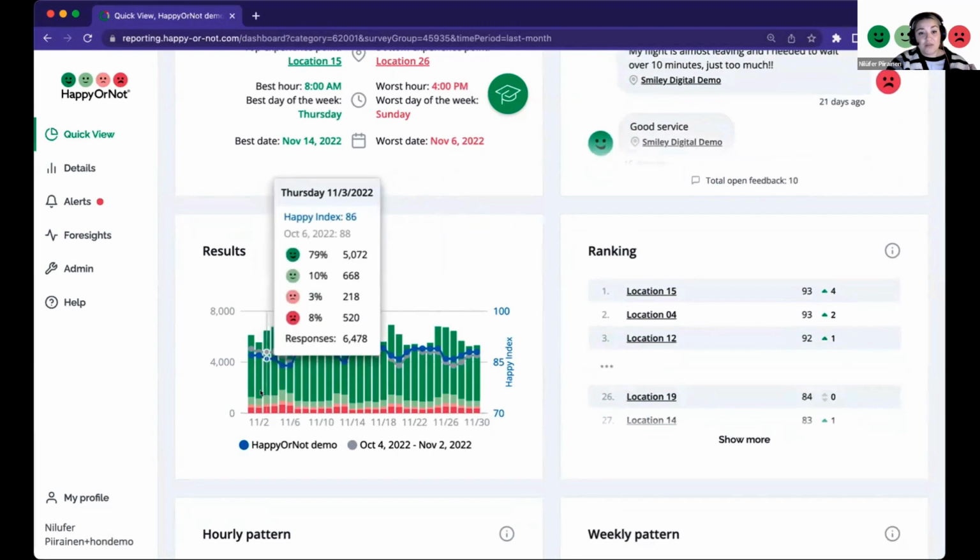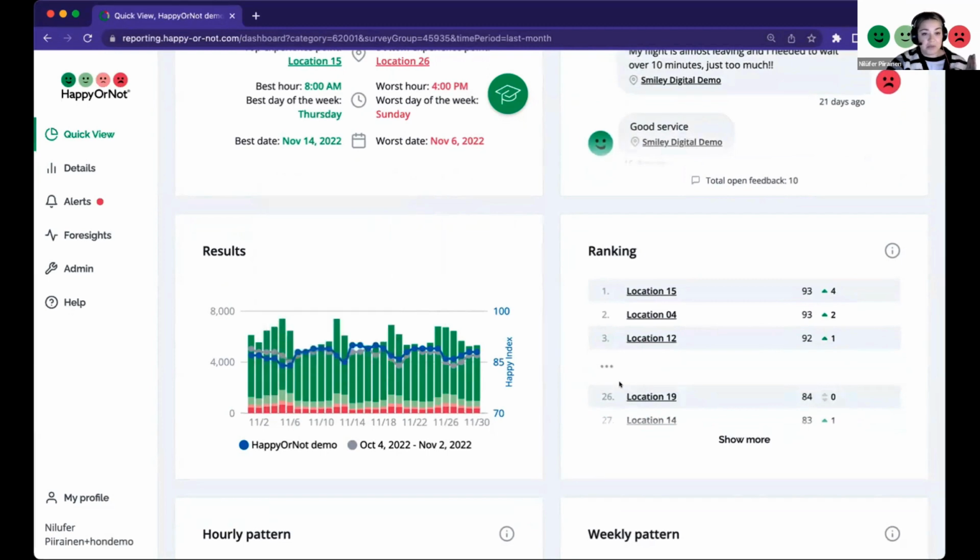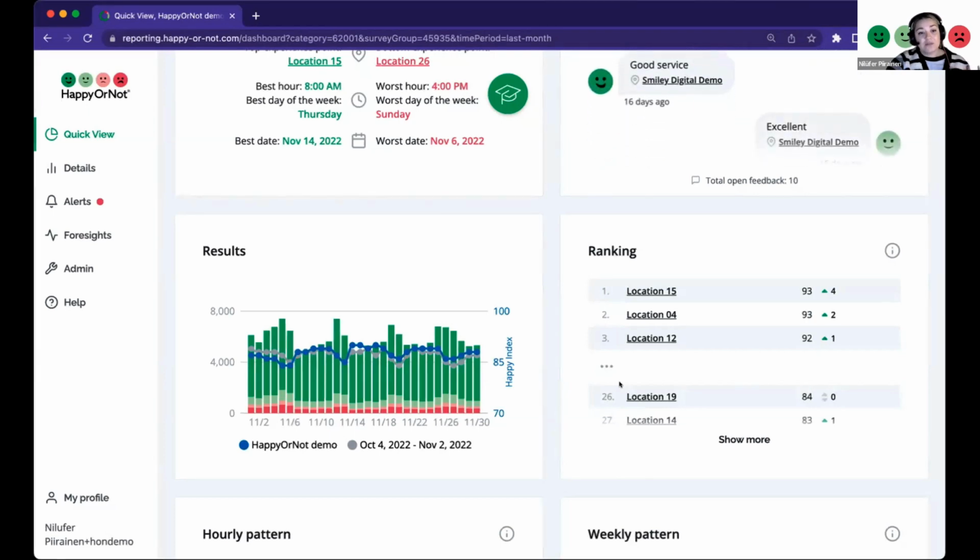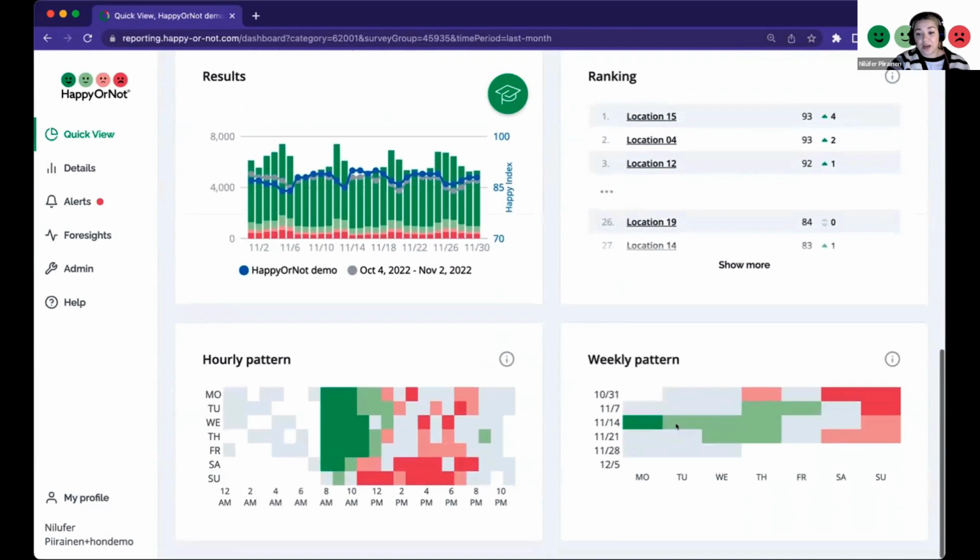Then moving on, if you are, for example, an area manager, you could use the ranking widget to easily follow the top and bottom locations in your own area. And you could quickly identify the locations that might need attention and locations that can provide examples on how to develop customer satisfaction. At the bottom, we have my favorites.